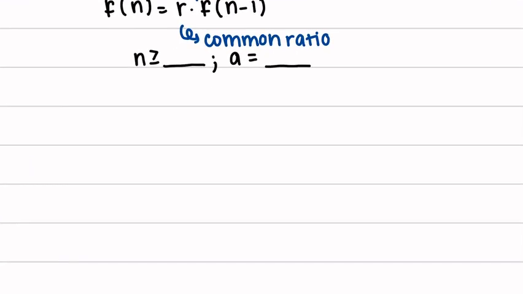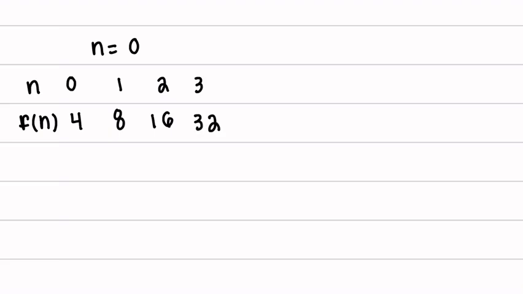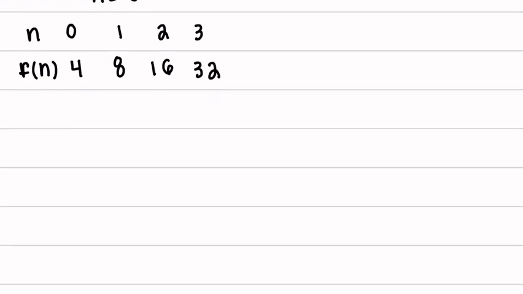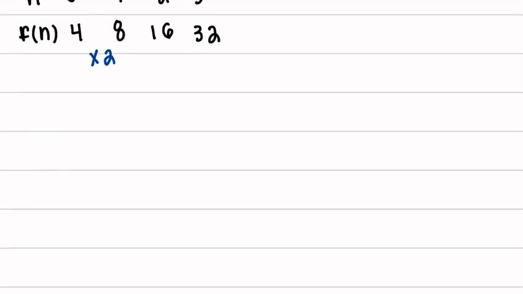So if my sequence starts with n equal to 0, so n is 0, 1, 2, 3, and f of n is 4, 8, 16, 32. You can see that our common ratio is 2. We're going to multiply by 2 to get to each new term.